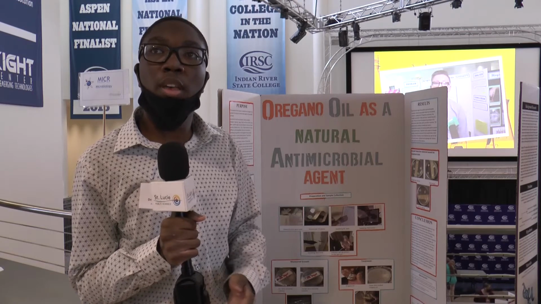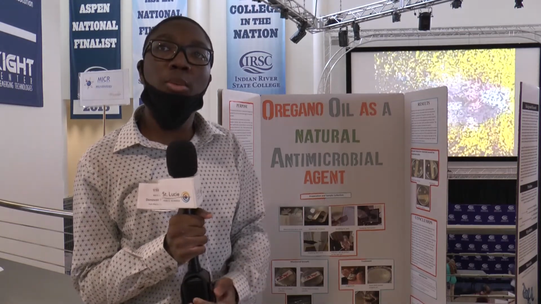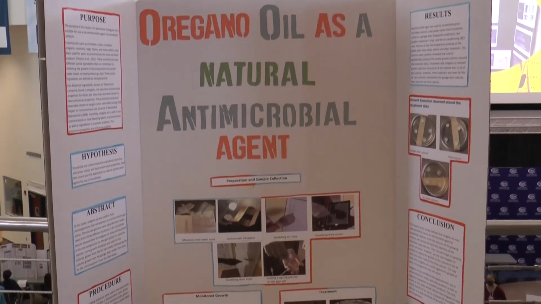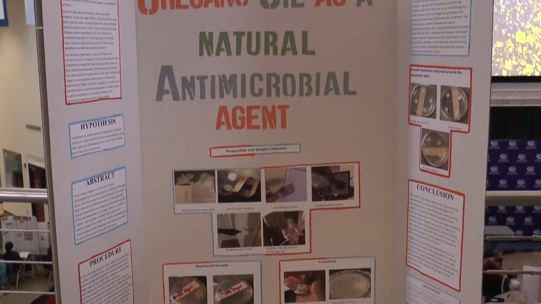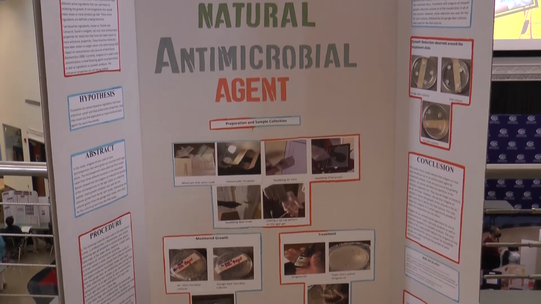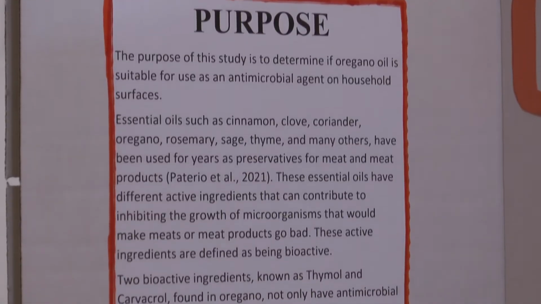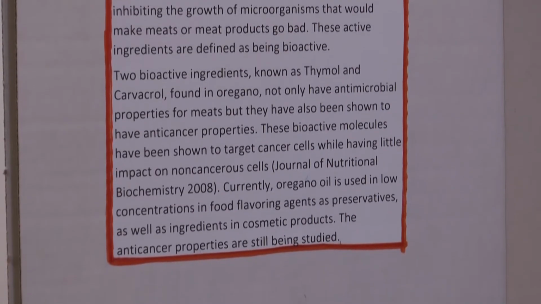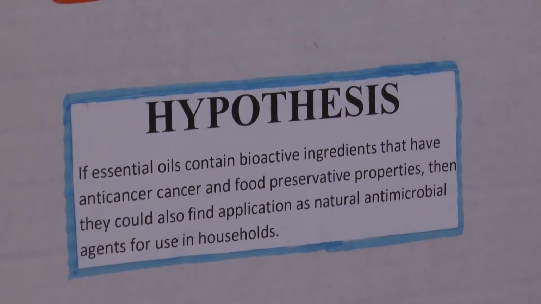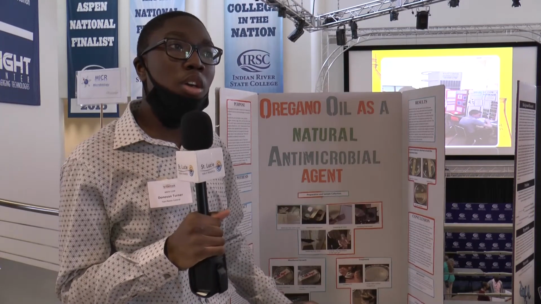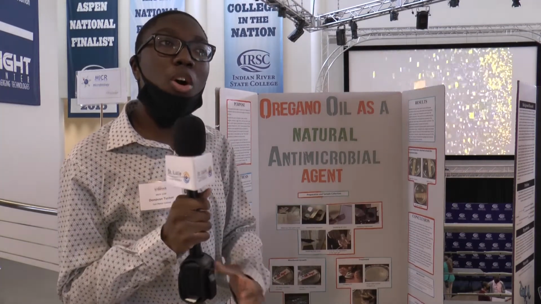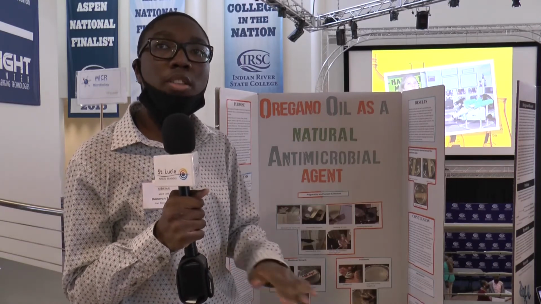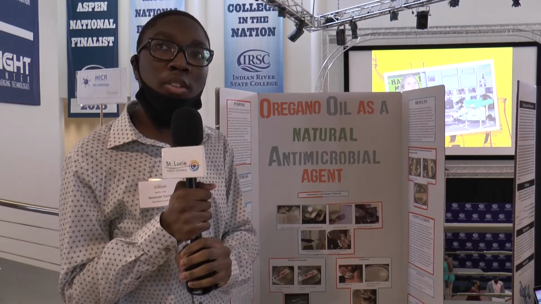So my project is about whether or not oregano oil can be used as an antimicrobial agent for household surfaces. So what we did, we basically used Q-tips and we swabbed them around 3 different locations of the household, like the doorknob, the AC vent, and my iPad. And we used little zigzag patterns on agar plates, which are filled with nutrient broth, and we closed them tightly and we put them in a homemade incubator, which was set at approximately 37 degrees Celsius.